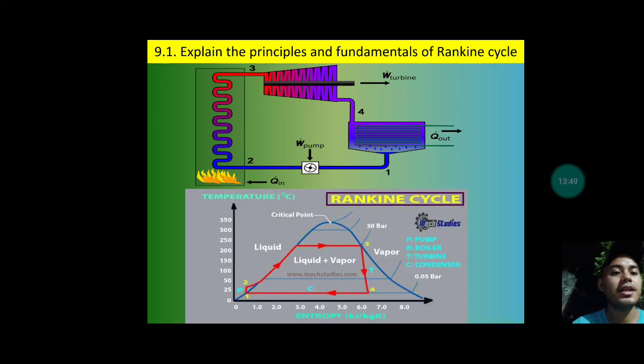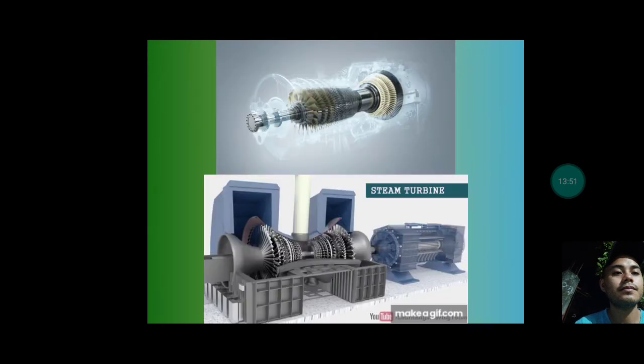Okay, next. So this is a steam turbine. As you can see in the picture, there are blades or teeth. Those blades are angled, so that if steam enters into the blades, there will be a rotational motion of the turbine. Okay, so this is an example of a steam turbine.